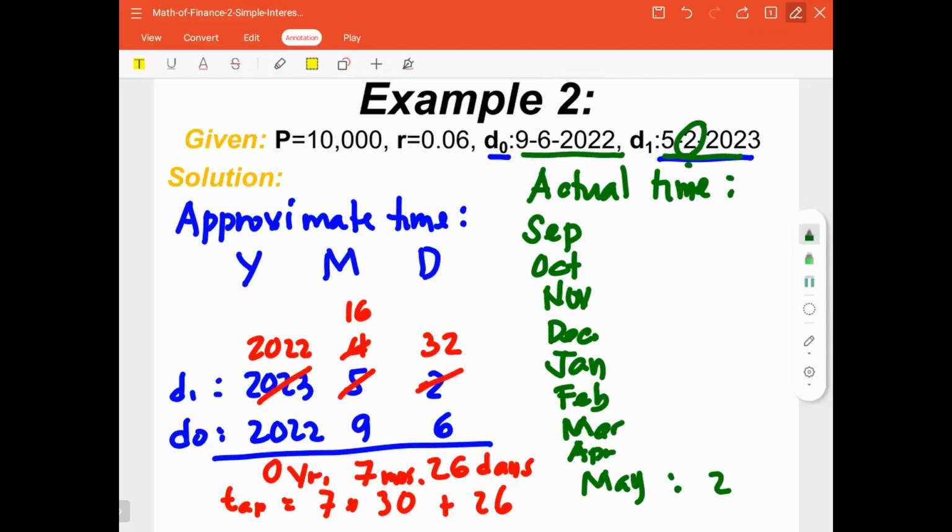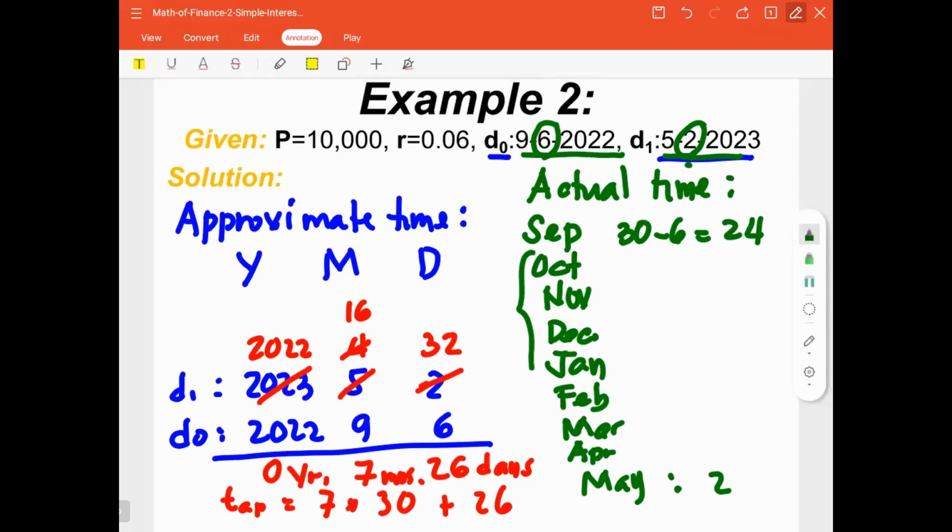Now for September, you need to take note of this date here, which is September 6. And take note of the actual number of days in September, which is 30. We subtract the 6 from 30. So that will be 30 minus 6. This will give us 24. Okay.